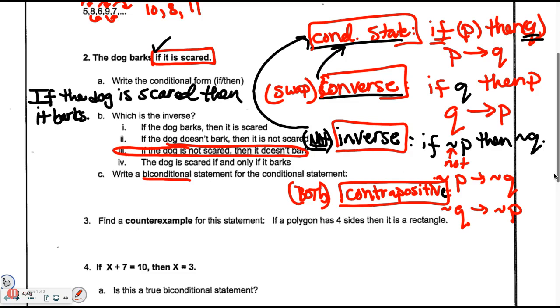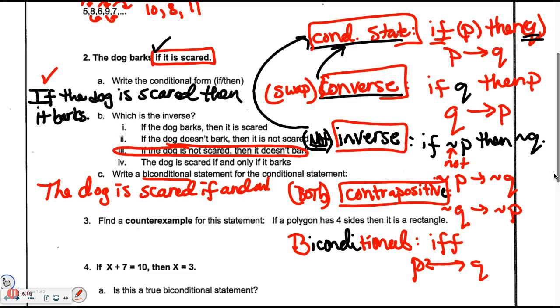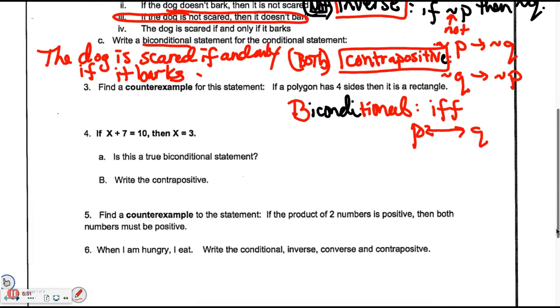So the next up is the biconditional statement. A biconditional statement uses the phrase if and only if. And we do that if with two F's. And what it means is we insert that phrase, if and only if. So we would say, back to this one, the dog is scared if and only if it barks. All right? So if and only if for biconditional statements. If it's true both ways, we call it a definition.